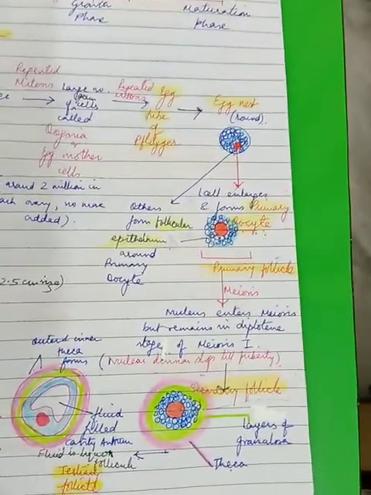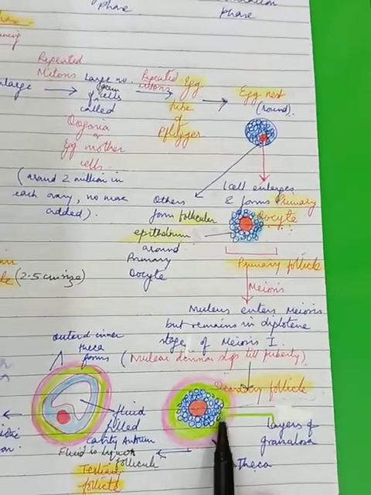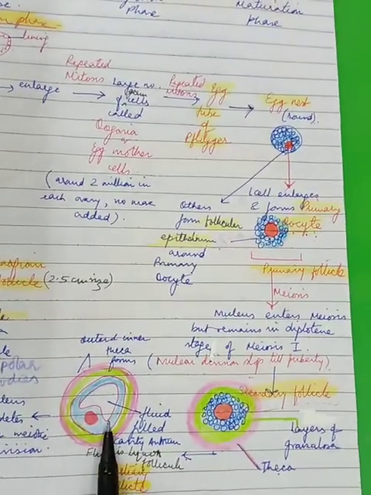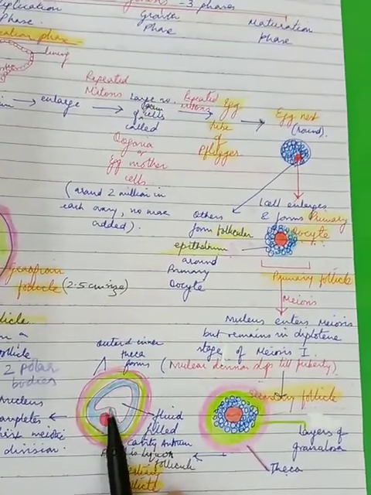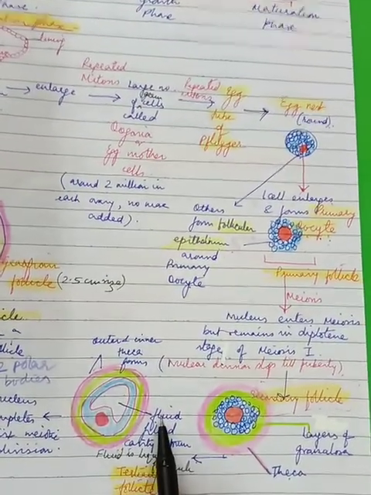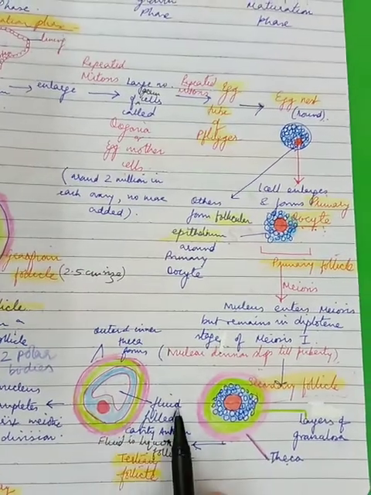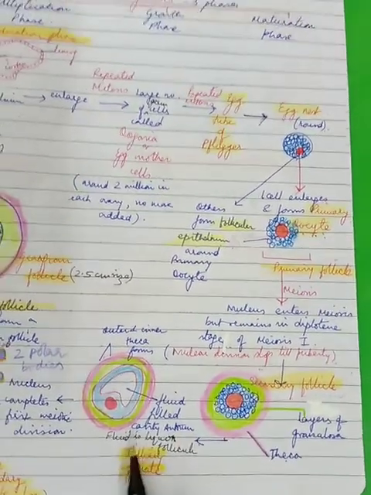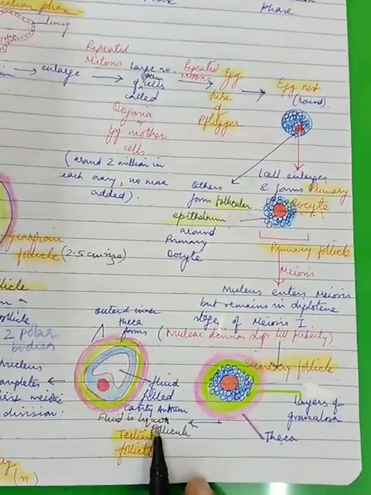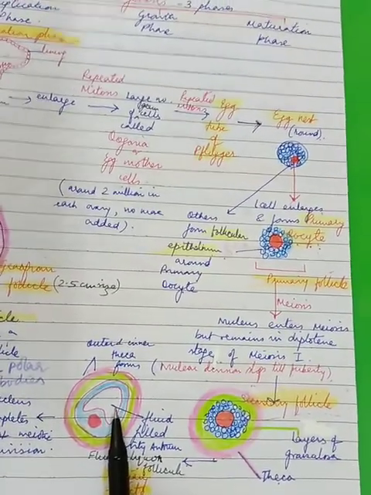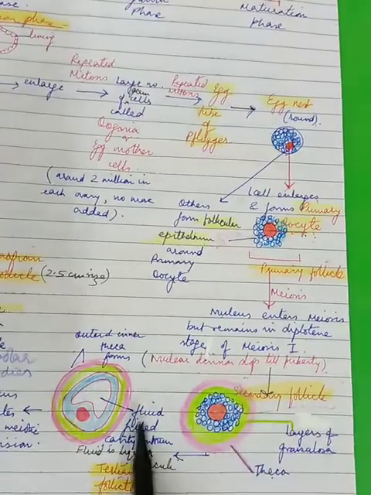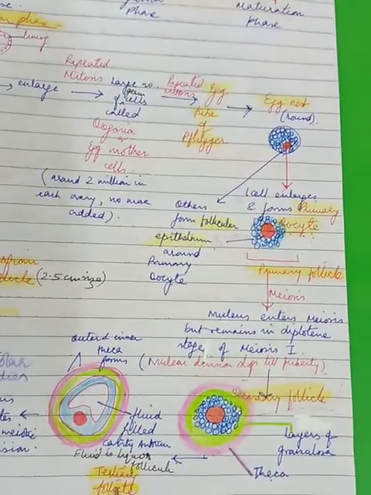Now what happens? The secondary follicle, look at this structure and this structure. What is the difference? The difference is development of a fluid-filled cavity called antrum. And this cavity contains a fluid called, here it's written, liquor folliculi. So when the fluid develops in the cavity or the antrum, the secondary follicle now becomes a tertiary follicle.